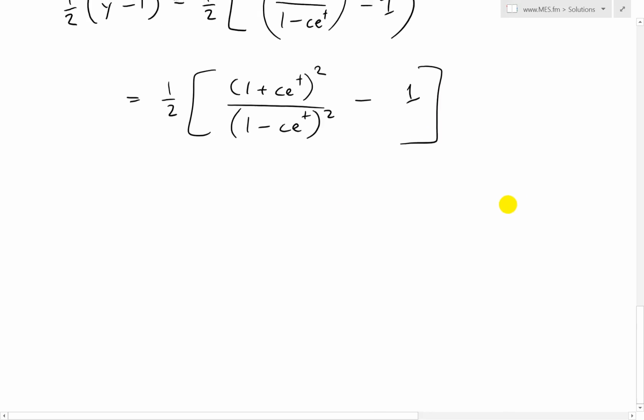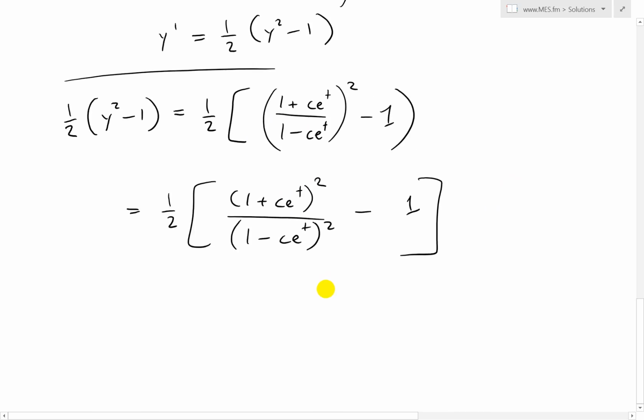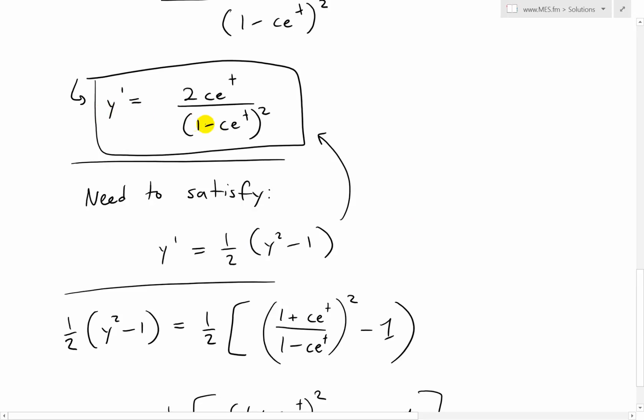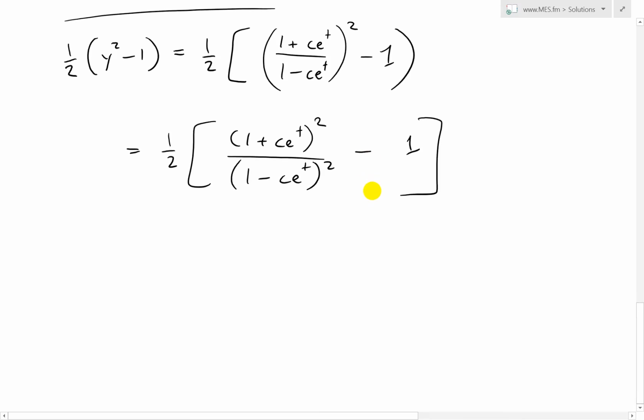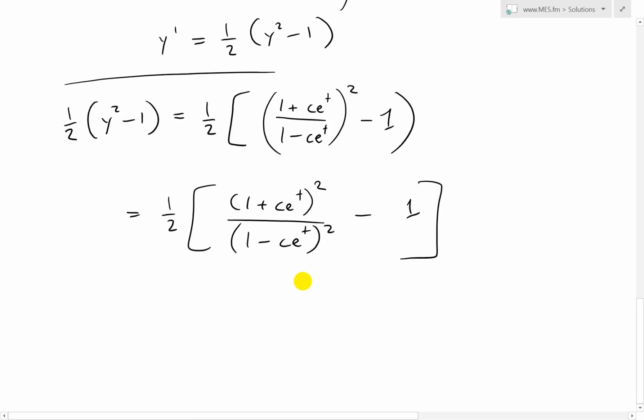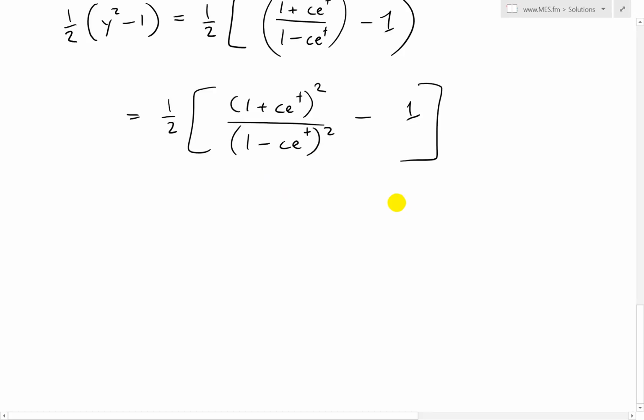So what we can do right here is expand the top. We'll keep the bottom here, and the reason is because in this y prime we already have this 1 minus c e to the t, all squared, so we can leave that. So what we'll end up doing is expand this top numerator, and also multiply the 1 top and bottom by 1 minus c e to the t all squared, so that we have a common denominator. And then just add those up.